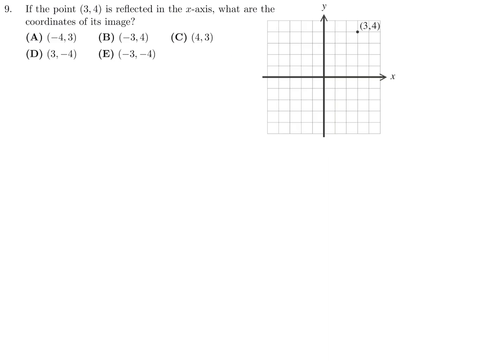If the point (3, 4) is reflected in the x-axis, what are the coordinates of its image? So here is the point, here is the x-axis. You treat that like a mirror, and if you flip it or reflect it in the x-axis, it would go 1, 2 here. And they want to figure out what are the coordinates of that point. Well, the x-coordinate is the same, but the y-coordinate now becomes -4. So number 9, the answer is D.